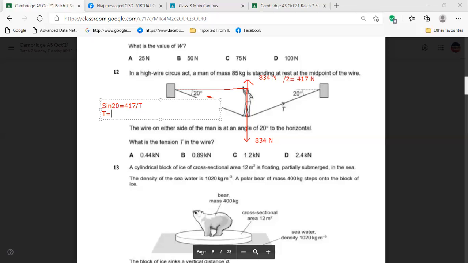Sine 20, right? Okay. What is the answer? Check. What is the answer coming? Do it, please.